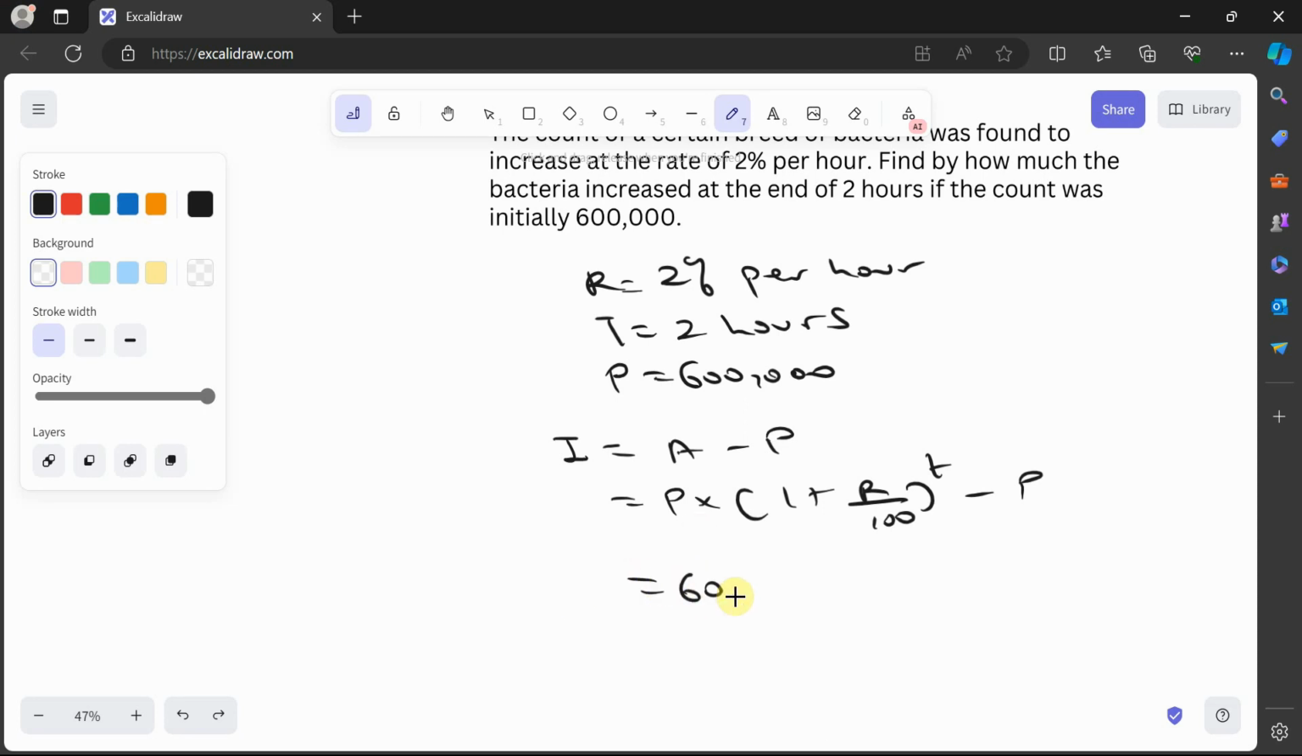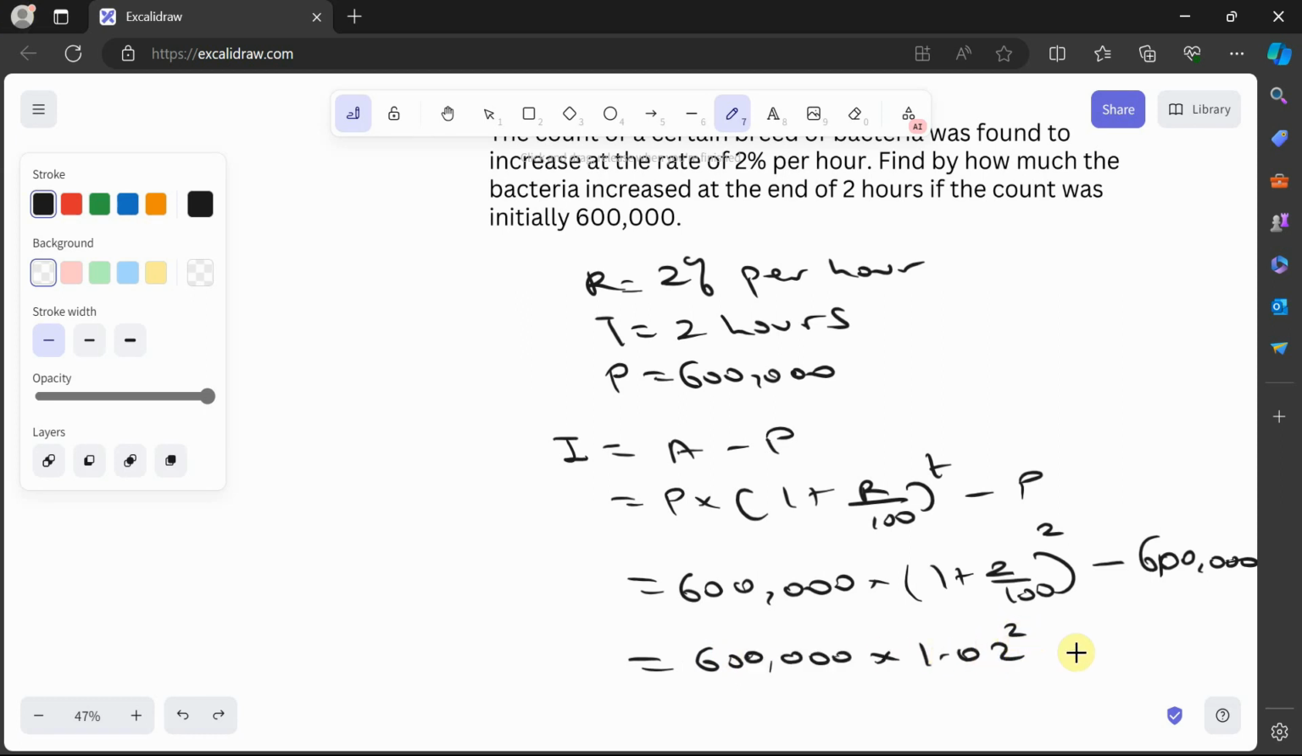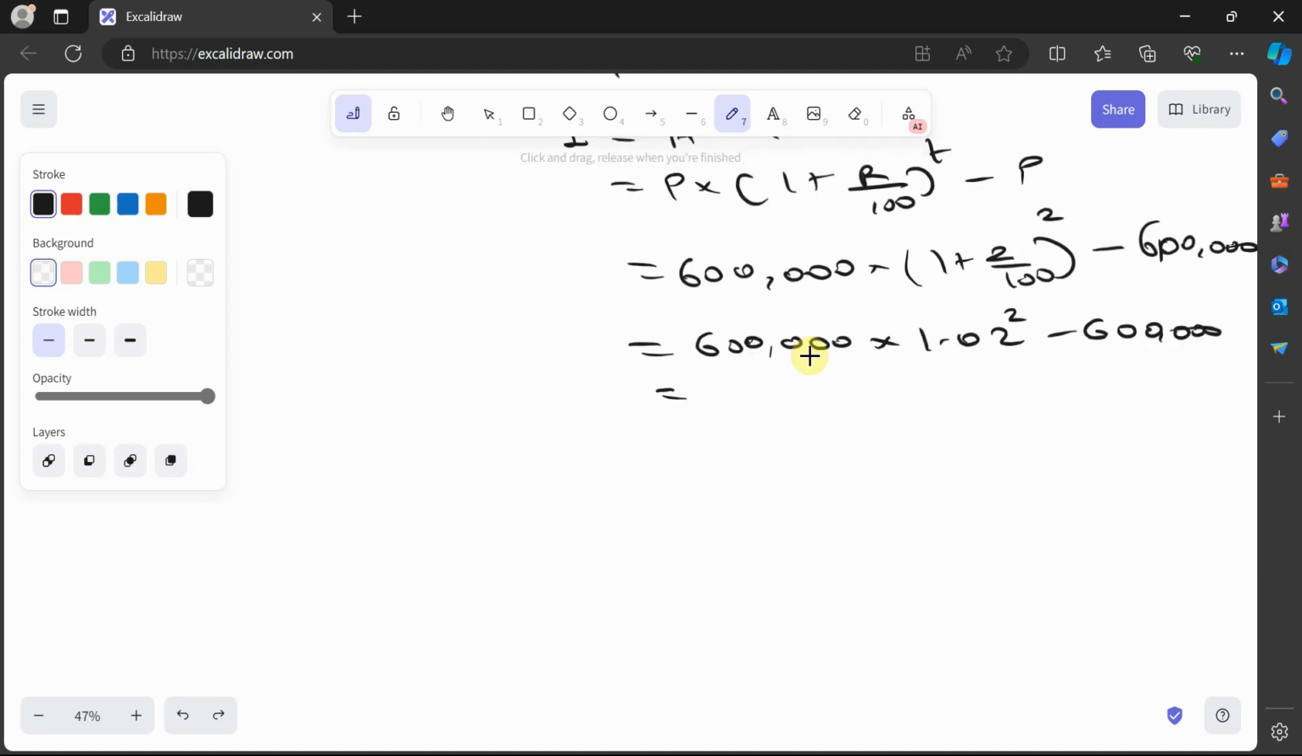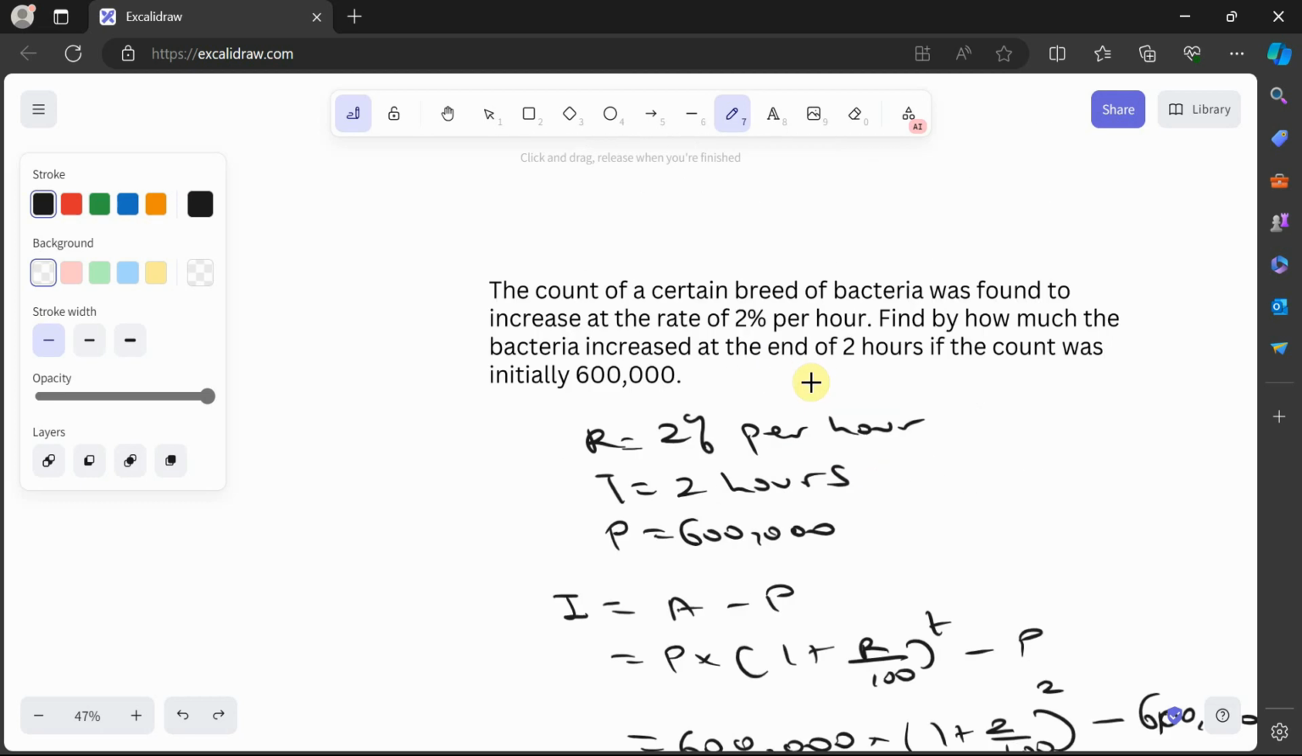So the P here is 600,000 multiplied by (1 plus the R here, 2 over 100) raised to the power of T. T here is 2 hours. So minus P, which is 600,000. This is 600,000 multiplied by 1.02 all squared minus 600,000. Let's punch this into the calculator and see what this first half will give us. This first half gave me 624,240. So minus 600,000, this is just 24,240. That means 24,240 new bacteria were formed during that period.